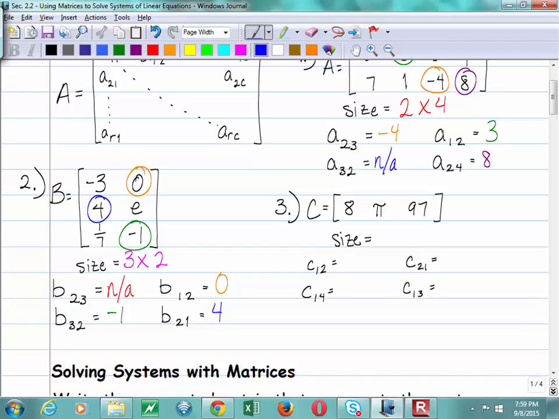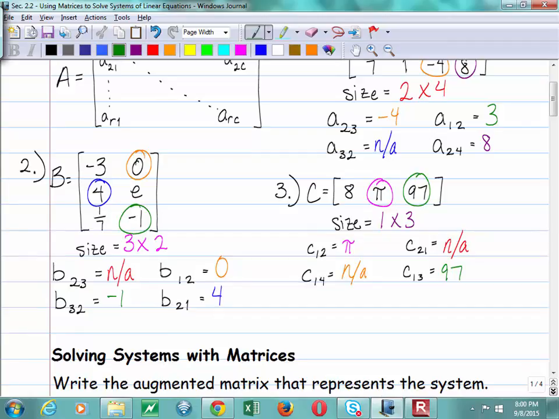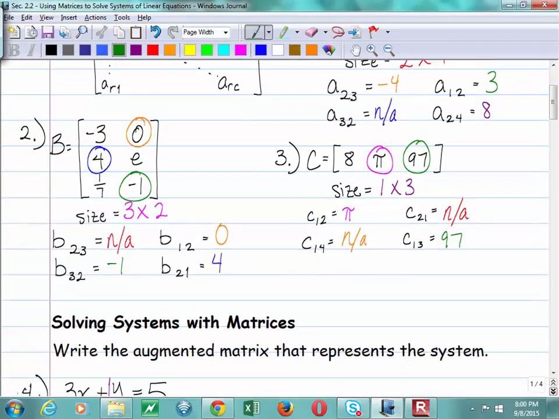And number 3, matrix C, is a 1 by 3, 1 row, 3 columns. So C1, 2, row 1, column 2, in this case that's pi. And then C2, 1, row 2, column 1, that doesn't apply because there is no row 2, there's only one row. C1, 4, row 1, column 4, also not applicable since there's no column 4. And C1, 3, in this case, row 1, column 3, that would be 97. Okay, so that just gives you a little bit of a feel for what a matrix is.